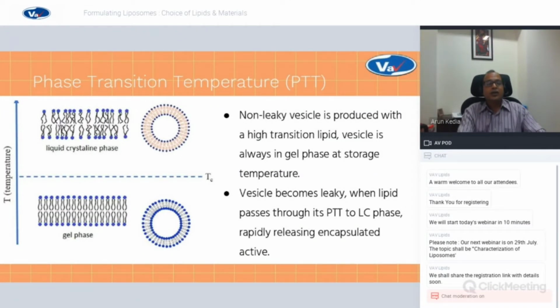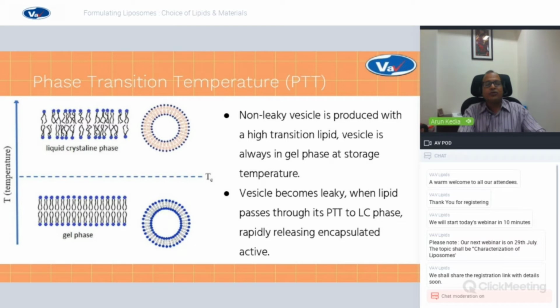Now another look at, okay, so what is the significance of phase transition? In the picture, you see both phases: the gel phase, where the fatty acids are quite rigid, and this is usually at low temperatures, lower than the PTT. And then as you exceed the PTT, you will have the liquid crystalline phase, and if you observe, the fatty acids are much more fluid, in a more dynamic state.